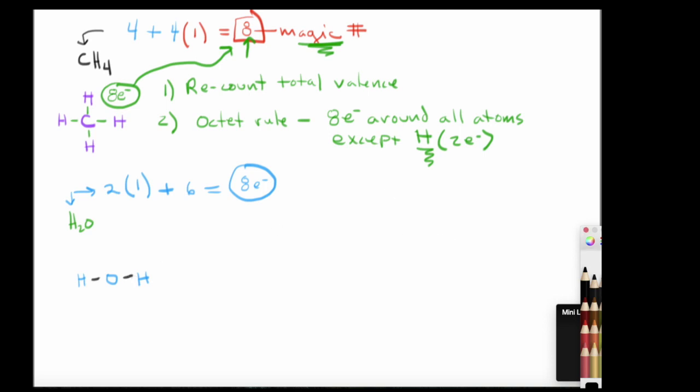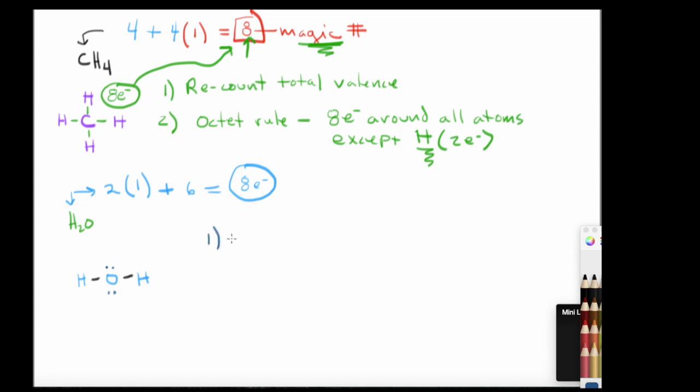And then we're going to place the remaining pairs starting on the central atom so as to produce a total of 8 electrons around the central atom. And we can see there are 2, 4, 6, 8 electrons here. So we've used all 8 of the total. So let's just go right to the test.